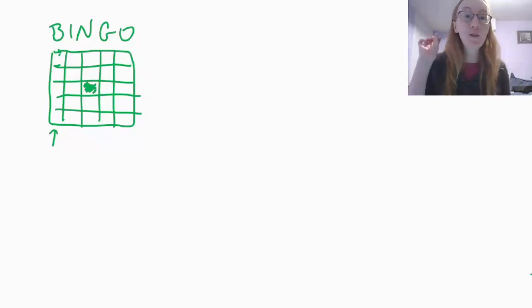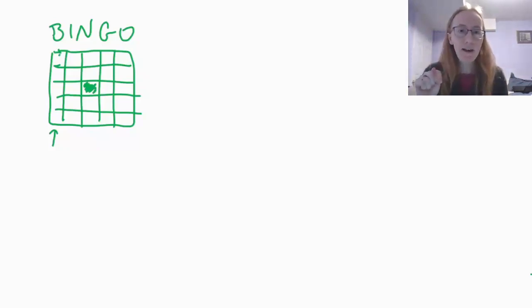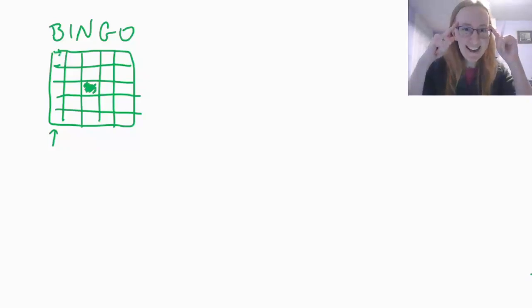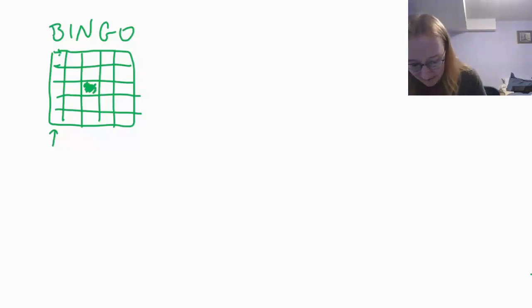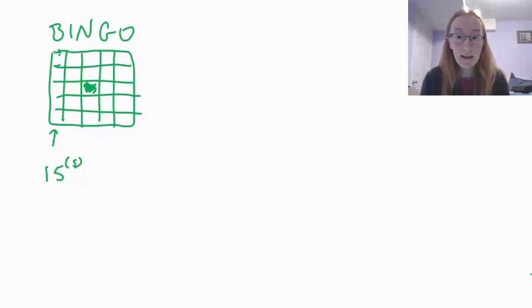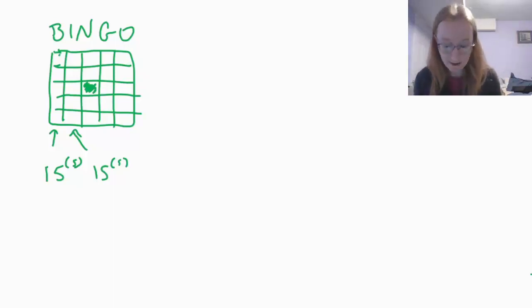Okay, so in that case, we do care about the order. For the number of ways to fill in the column of B's, we're selecting without replacement, order does matter, and we're selecting 5 objects from 15. So that's going to be, think about it before I say it, 15 to 5 factors ways to do that, right? N to k factors. Same for I, 15 to 5 factors. N is going to be 15 to 4 factors.